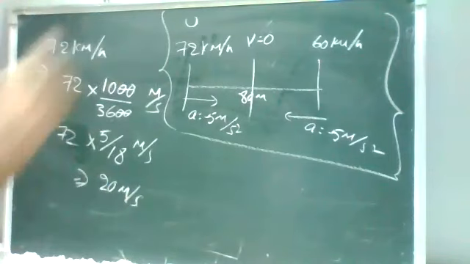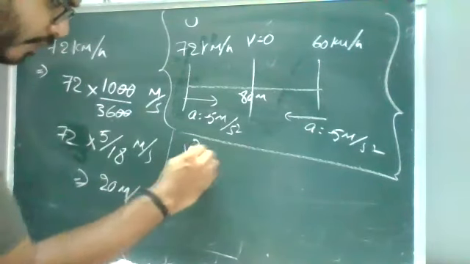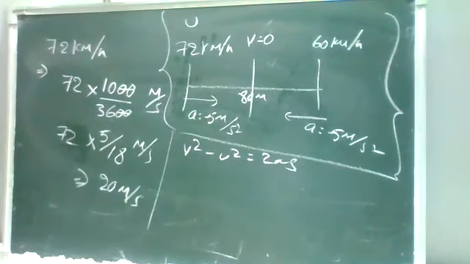Now we have the initial velocity, and we know the final velocity and acceleration. We are going to find the displacement using the relations. The first relation has no displacement. The second relation has displacement and initial velocity, but also time period. So we are going to use the third equation: V square minus U square is equal to 2AS. We are going to find the displacement S.